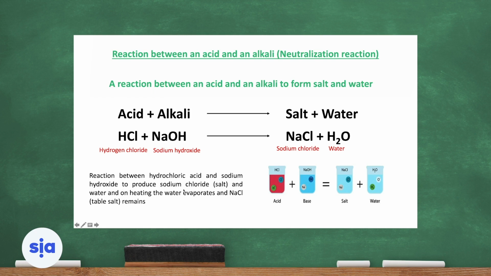The reaction between hydrochloric acid and sodium hydroxide produces sodium chloride salt. Sodium chloride is the table salt. And water. On heating the resultants, the water will evaporate and sodium chloride, the table salt, will remain.